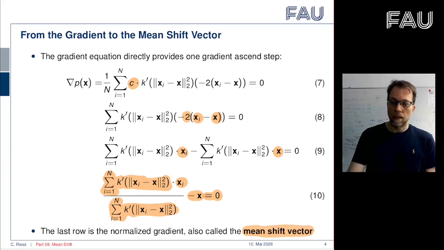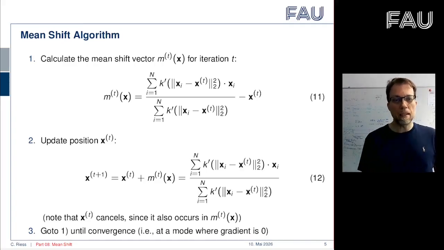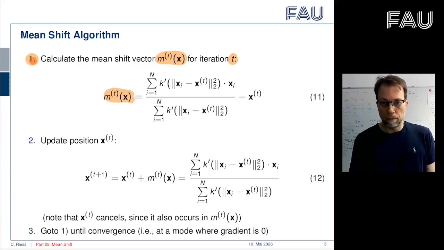Okay. Now, how can we use that mean shift vector? The mean shift algorithm essentially consists of repeated calculation of that mean shift vector. So here are the 3 steps. So first, calculate the mean shift vector m in iteration t. Okay, so this means we look at location x, we calculate exactly what we derived on the last slide and subtract the position that we're looking at in iteration t.